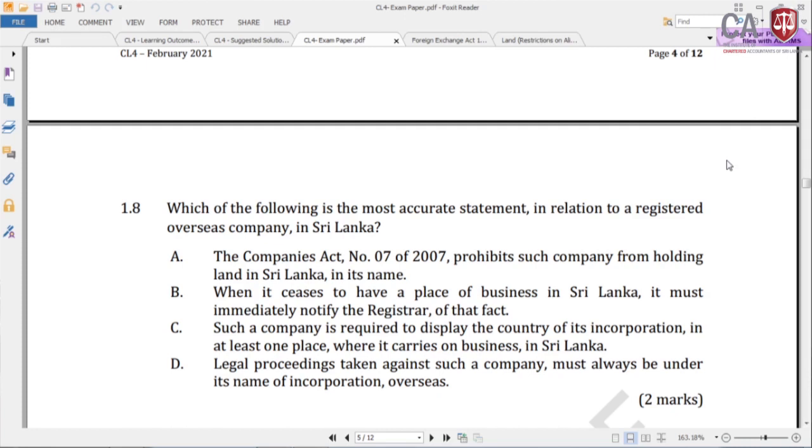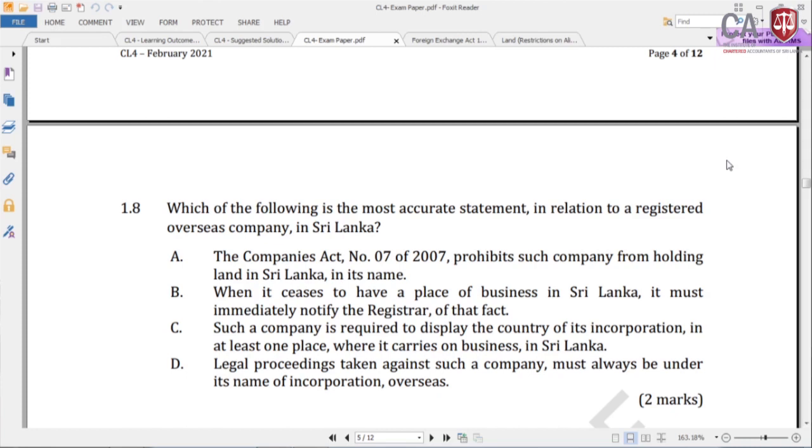Now, D is wrong, because the statement that legal proceedings taken against such a company must always be under its name of incorporation overseas is wrong. Then let us look at C. Such a company is required to display the country of its incorporation in at least one place where it carries on business in Sri Lanka. That is also wrong. It is not required.